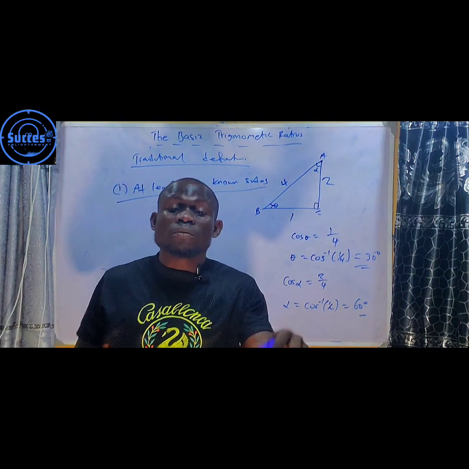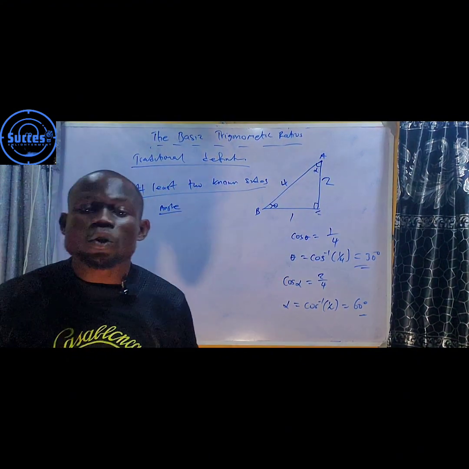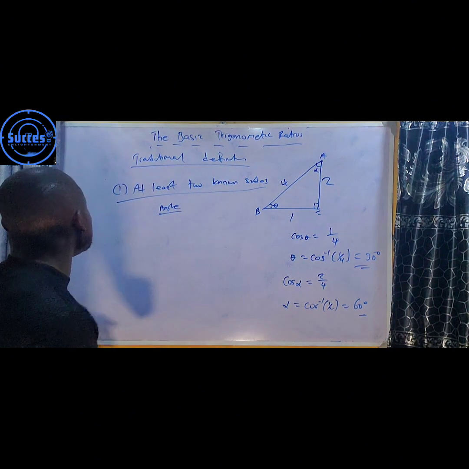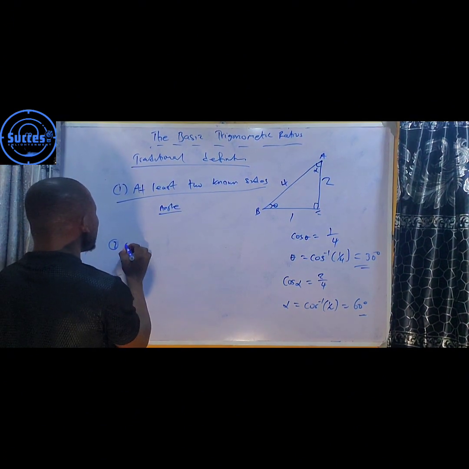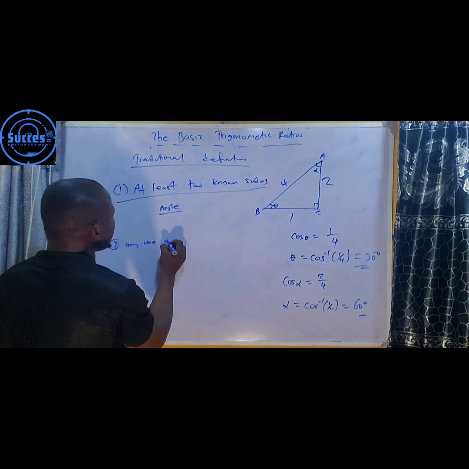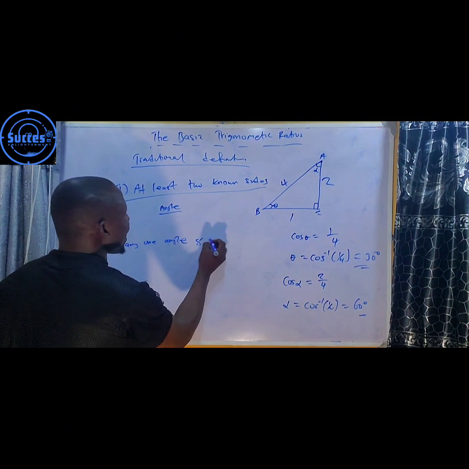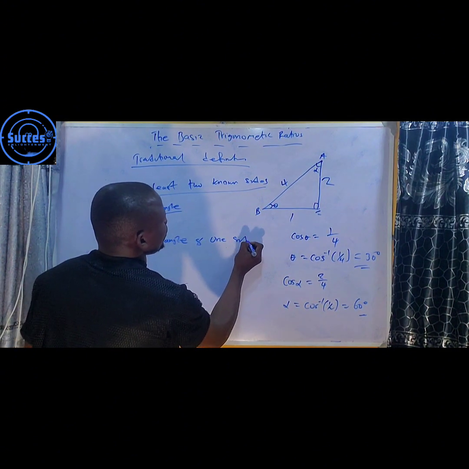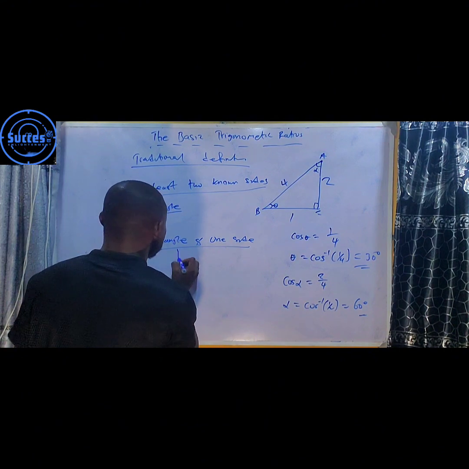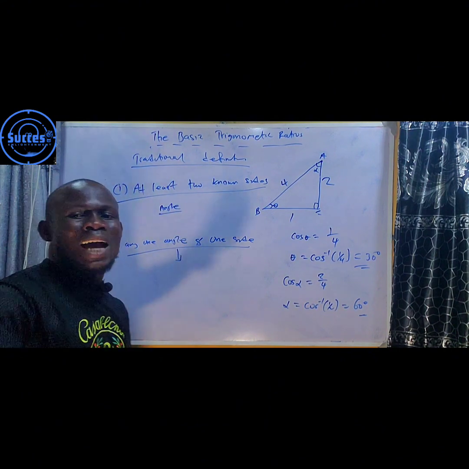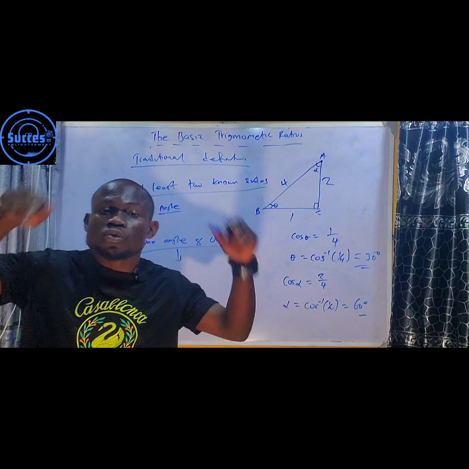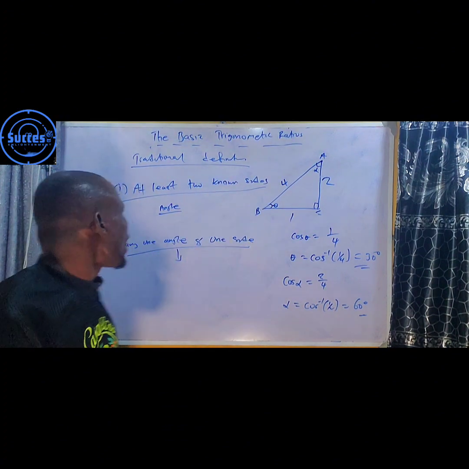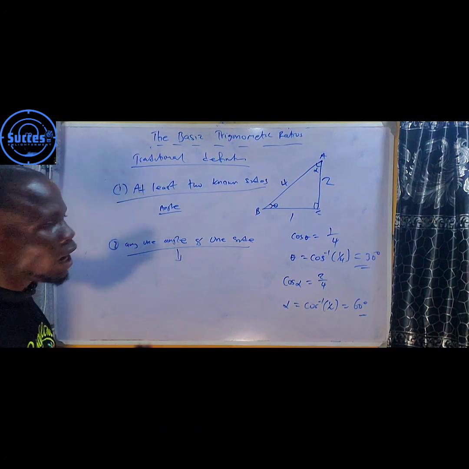But suppose you are given the angle. When you are given any one angle and one side, then you can use it to find the other side, and you can also use it to find the other angle. So you can only apply this when you have these 2 available for you.